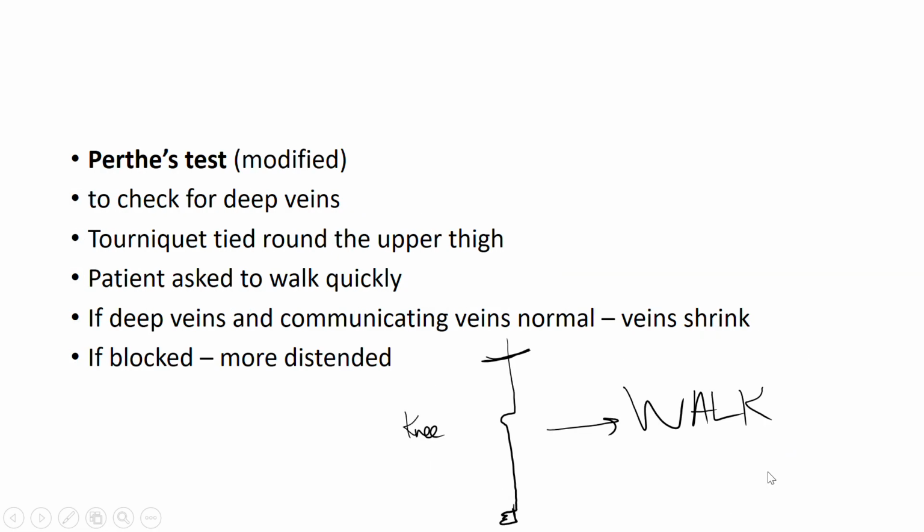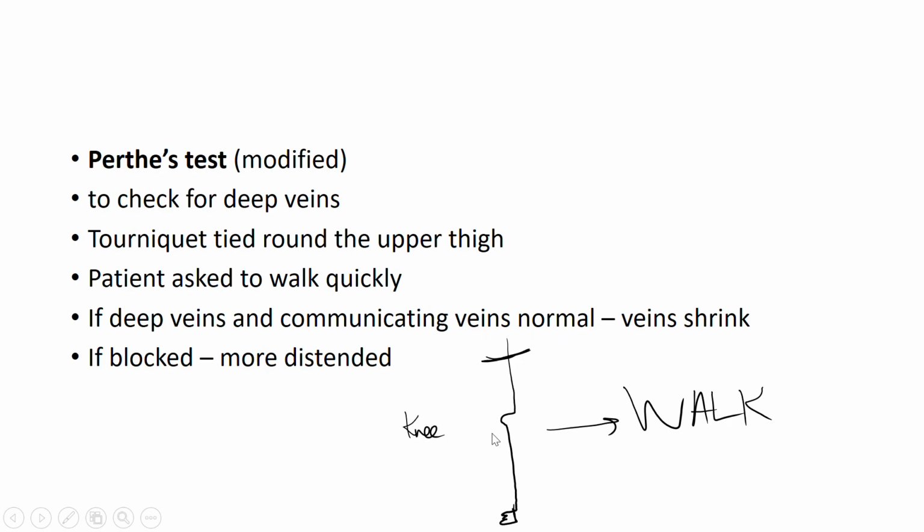Second is your Perthes test. Now this test is to check for the deep veins, if there's any problem in the deep veins or not. Okay, so here a tourniquet is tied around the upper thigh, and then after tying it, we have to ask the patient to walk, and he has to walk quickly. Now here what happens, if the deep veins and communicating veins are normal, the veins shrink. But if there is a problem in the deep vein or the communicating veins, the varicose veins become more prominent.